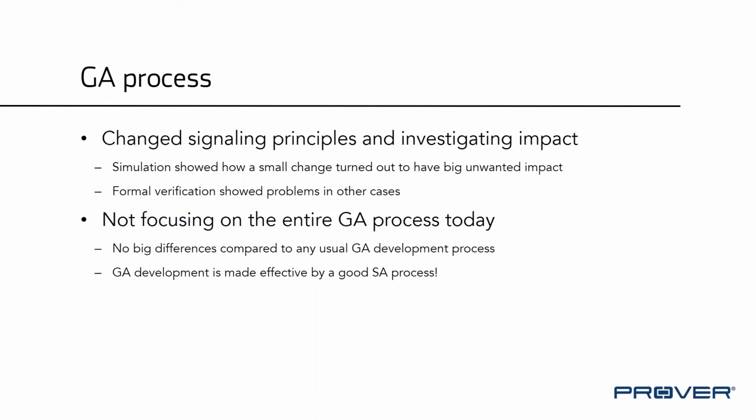I didn't focus a lot on the generic application process today. I would like to say that it's in fact not a big difference process-wise compared to any generic application process. The main difference is that you work with predicate logic, which is very powerful. So in many cases, this has a lot more expressive power than other methods. The key to a successful generic application development process is to have a good specific application process. You can try all the time what you do.